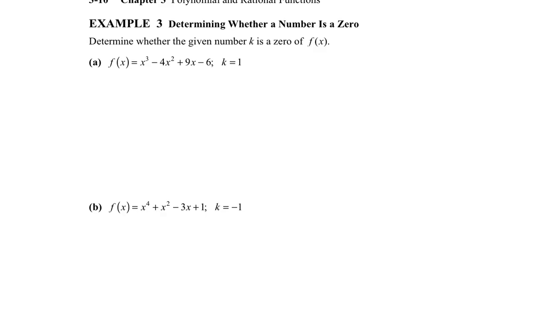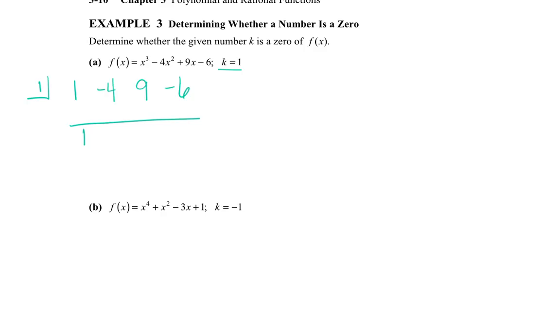Determine whether the given number k is a 0. So they're telling me that k is 1. So we're going to take the 1 and divide it in. So we got 3, 2, 1, nothing. So that's a 1, a negative 4, a 9, and a negative 6.